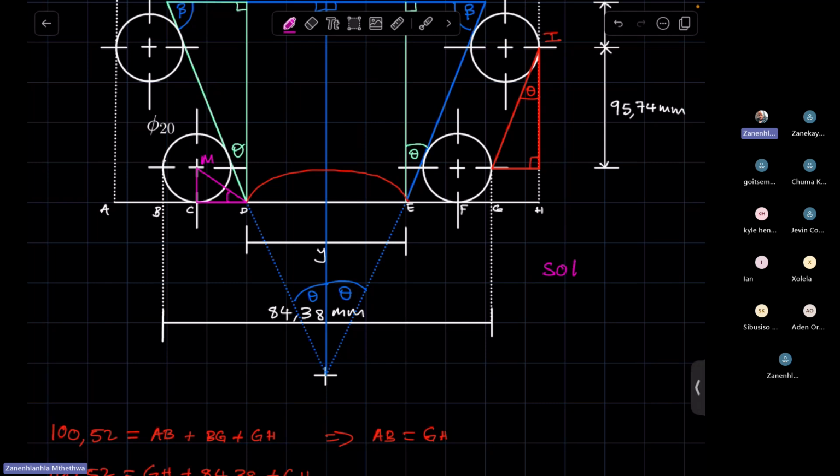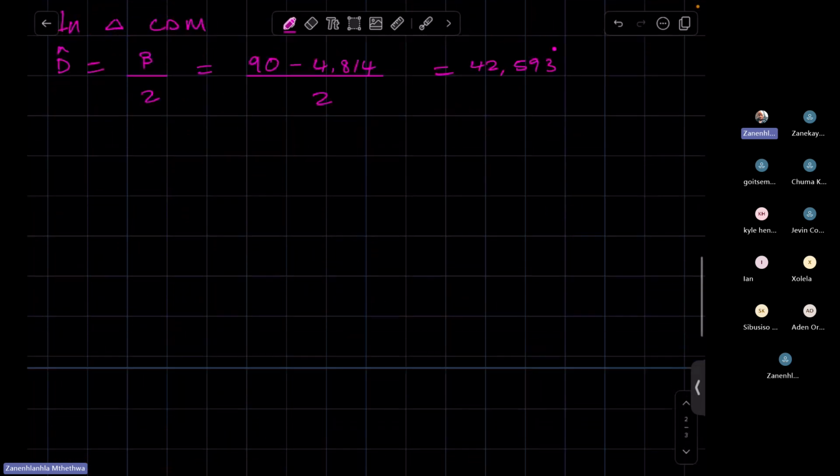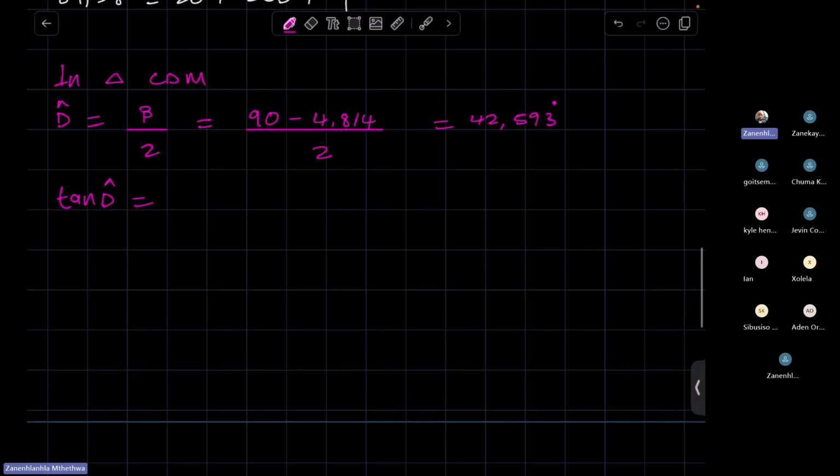You have SOH, CAH, TOA. Which of these trig ratios is convenient for us to use based on what we've been given? Tan is the one that is convenient. So the tan of angle D is equal to opposite divided by adjacent. The side opposite is the radius, so that's the radius divided by the adjacent side, which is CD.